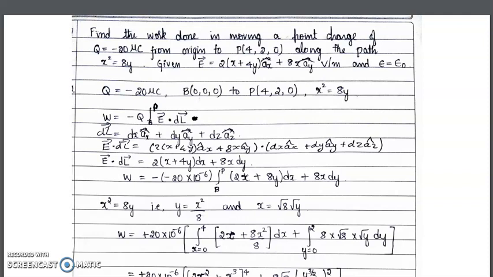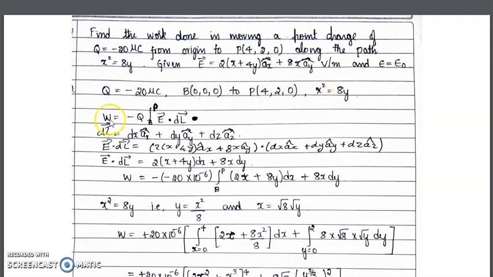So in this problem we have to find the work done when I move a charge from origin to point P. Now what are the coordinates of the origin? The coordinates of the origin are 0, 0, 0 in the Cartesian coordinate system. The given charge is minus 20 microcoulomb, and we have to move from origin to point P, which is 4, 2, 0, and the path of movement is x square equal to 8y.